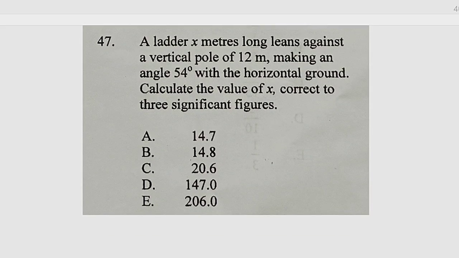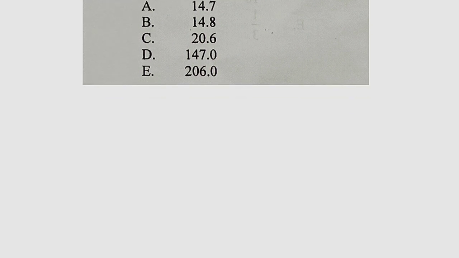Question number 47 reads, a ladder x meter long leans against a vertical pole of 12 meter, making an angle of 54 degrees with the horizontal ground. We're asked to calculate the value of x correct to 3 significant figures. There's an error in this question, but let me show you why.